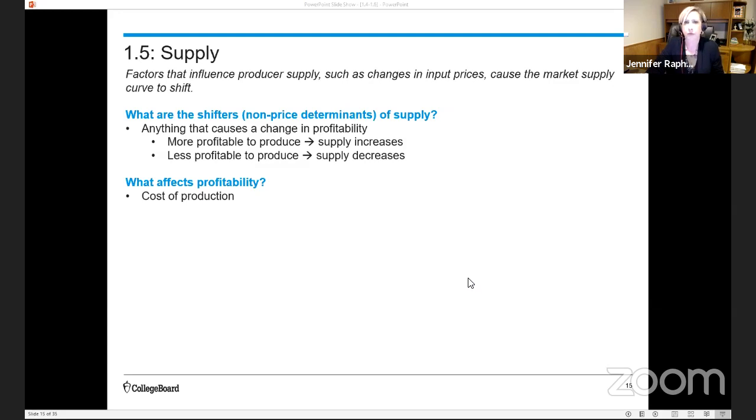Well, the most important one is the cost of production. You'll remember that inputs in production, the factors of production, are land, labor, and capital. And when the prices of inputs rise, it becomes more costly to produce goods and services. So the profitability decreases and supply decreases. So when input costs rise, supply decreases.